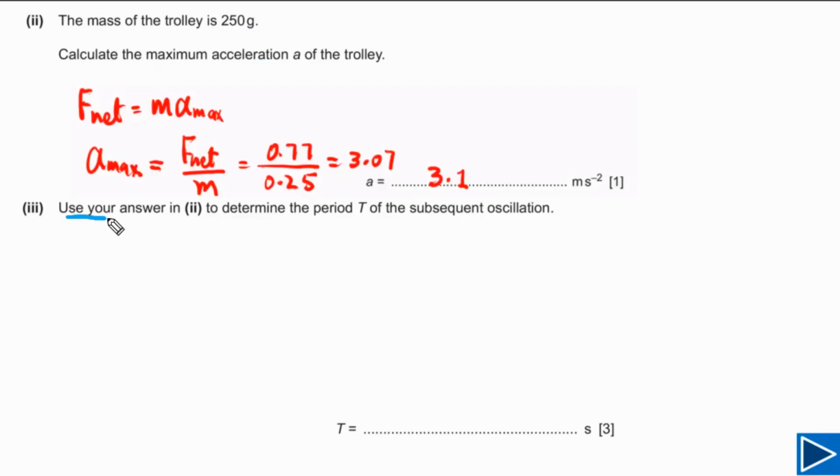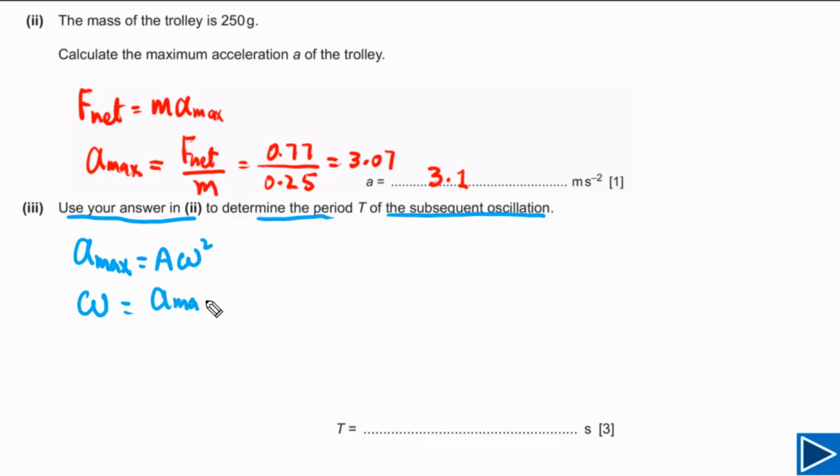For the next part, we need to use our answer in 2 to determine the time period of the subsequent oscillation. So we can simply start from a max. A max will be equal to amplitude times omega squared. We have just ignored the negative sign. We are talking about magnitude, so we don't need the negative sign. From here we can find omega. Omega simply will be equal to a max, the maximum acceleration, divided by the amplitude of oscillations, and we have to take the root of this.